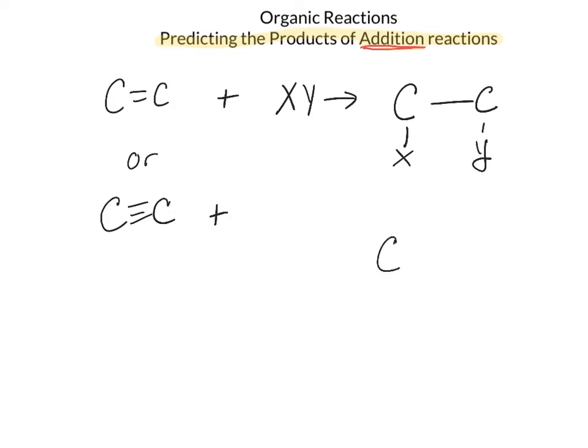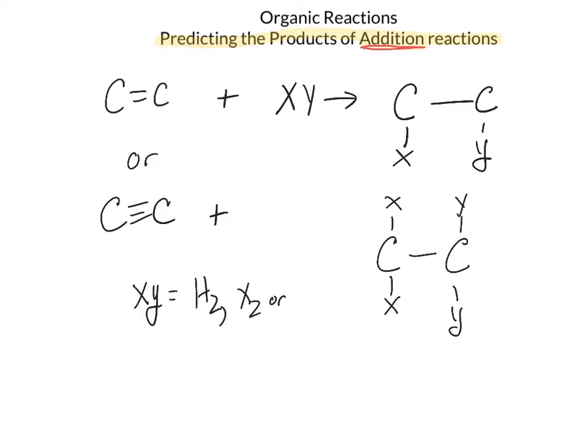We're going to break the thing that is being added into two parts and add half to one side of the double bond, half to the other, at the same time removing that double bond. The groups that are added are hydrogen, a halogen represented as X2, or water. Let's look at each of these individually.